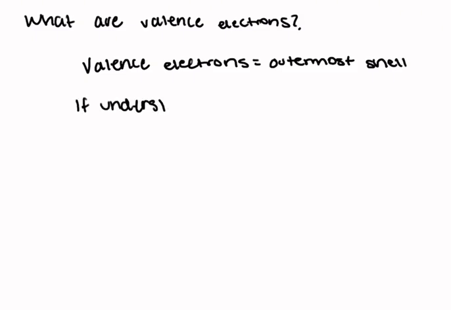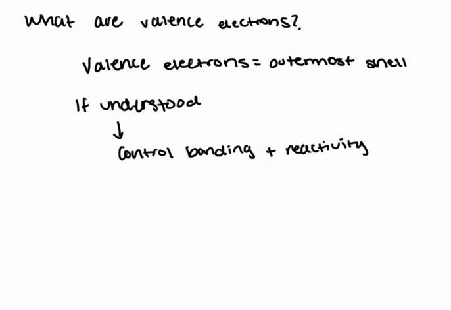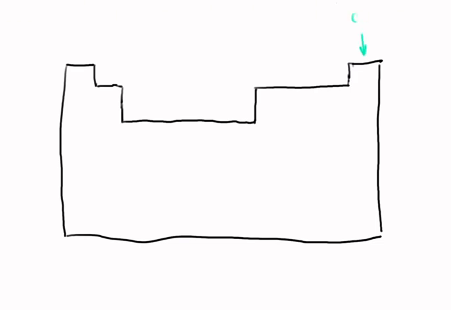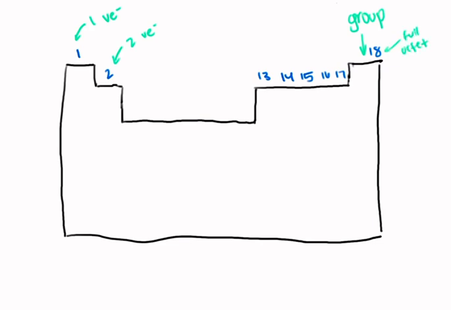This means that if we understand valence electrons, we can understand why atoms bond, which atoms react easily, and which atoms almost never react. Valence electrons are the key to predicting chemical behavior. The periodic table is organized in a way that helps us easily find the number of valence electrons for most elements. The column, also called the group, tells us how many valence electrons an element has. For example, elements in group 1 have 1 valence electron, elements in group 2 have 2 valence electrons, and elements in group 17 have 7 valence electrons. Elements in group 18, known as the noble gases, have full outer shells with 8 valence electrons.